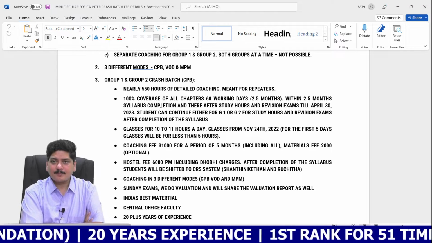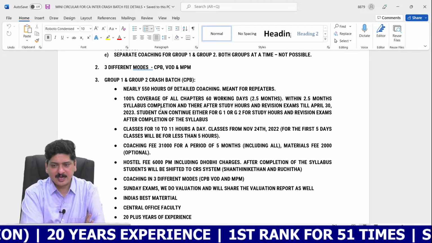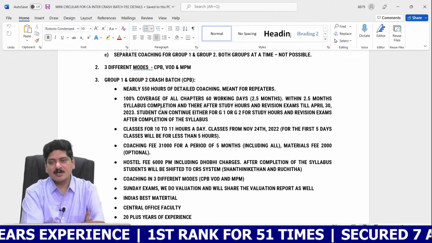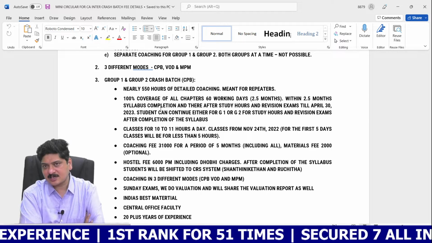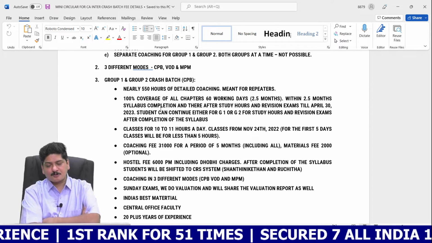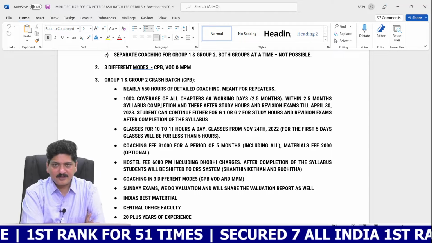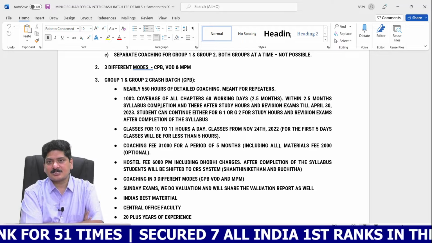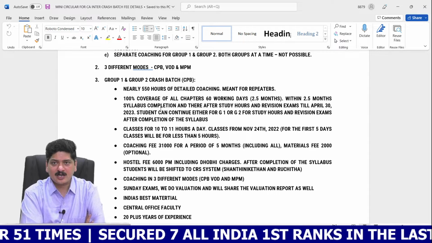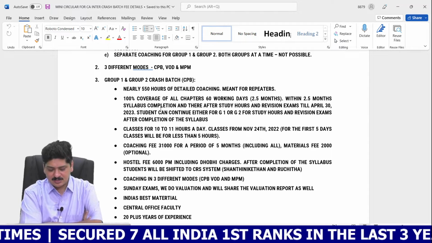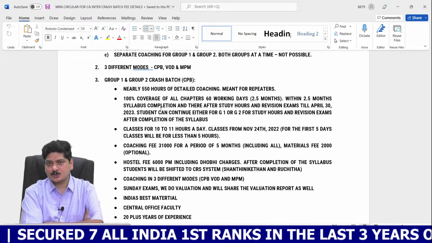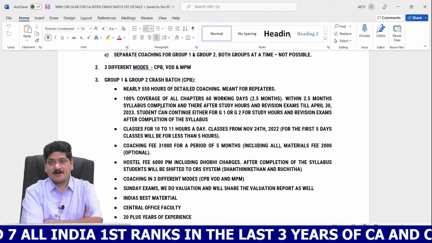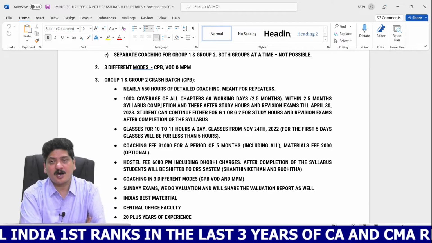And it's like a hybrid mode. First, classes will be taken in crash mode, and thereafter the study hours and revision examinations will be conducted. And again, please do note that you're going to join for Group 1 crash batch or Group 2 crash batch. After the declaration of the results, you will be allowed to attend the study hours and revision examinations till April 30, 2023, based on the schedule that we are going to release, either for Group 1 or for Group 2 of your choice.